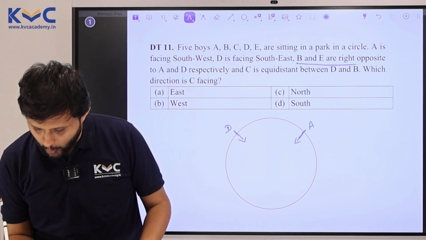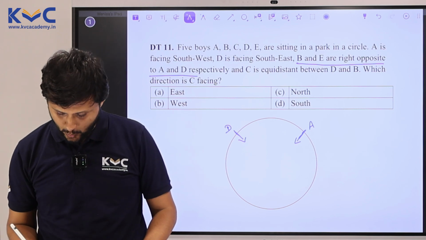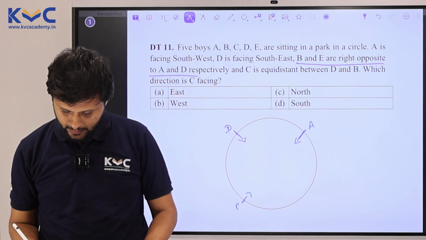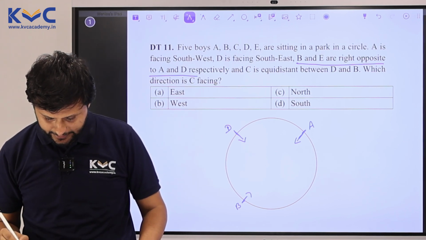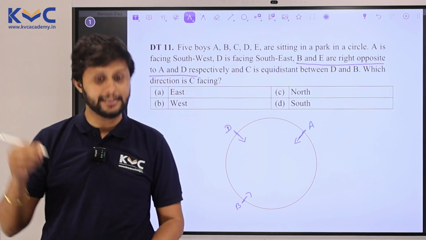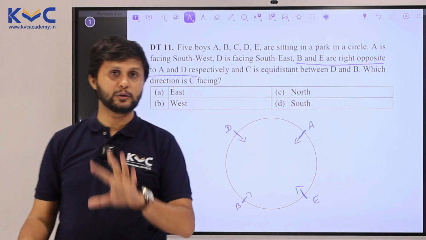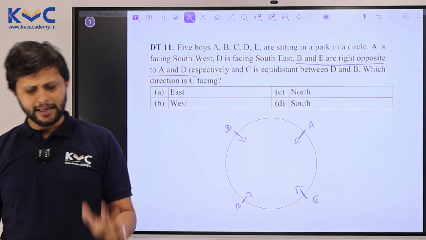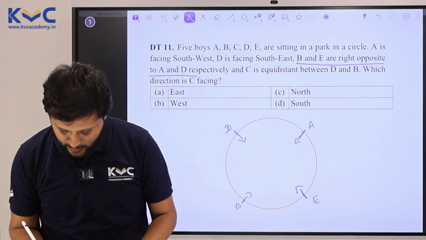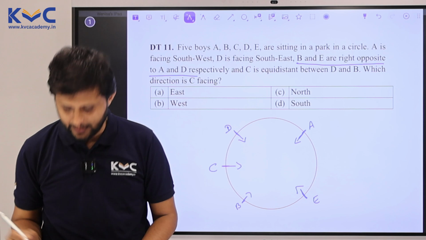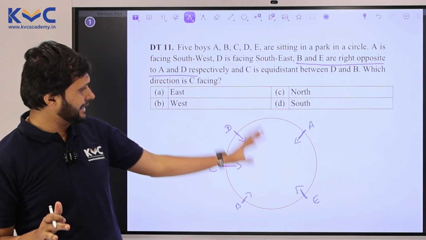B and E are opposite A and D. B is over here and D. In fact, E is opposite D. So E is over here. Four have seated. C is remaining and they said C is at equidistance between D and B. So C is sitting over here. Perfect. So the gap is not same. This is the exact arrangement that they said.